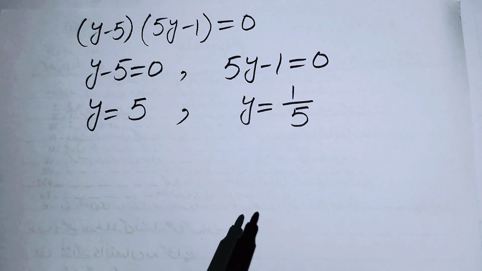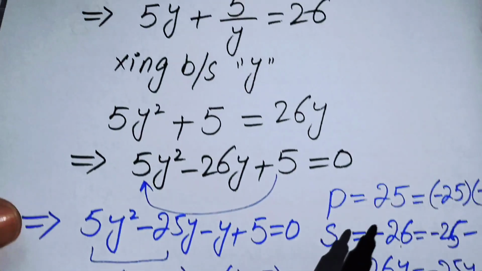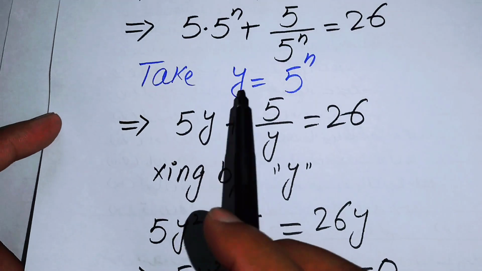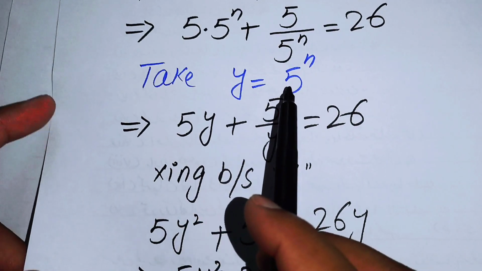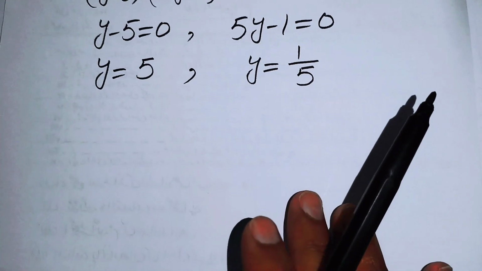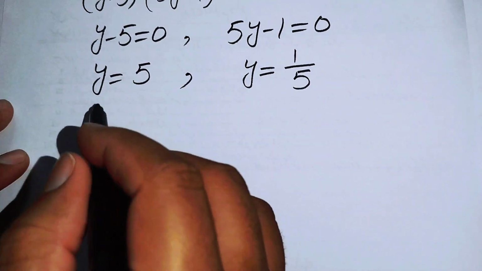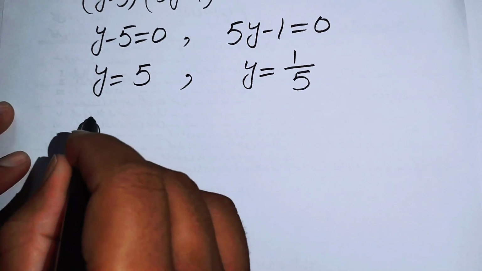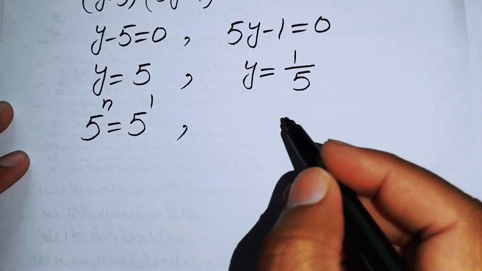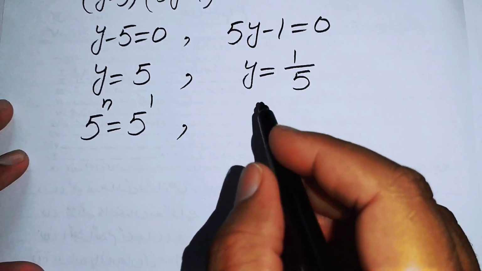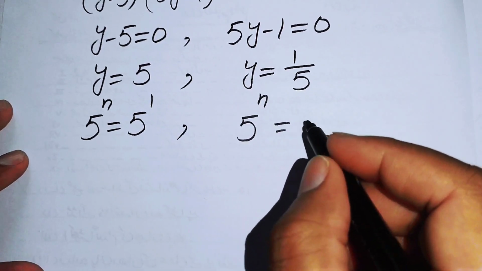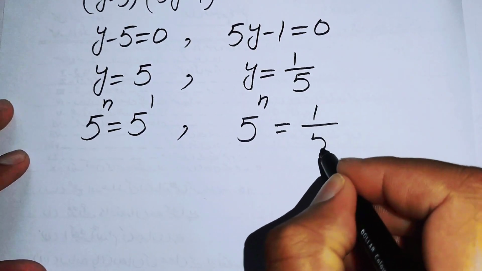So now we will back substitute the value of y, and here we can substitute y is equal to 5 to the power of n, so that when you back substitute the value of y in this equation, you will get 5 to the power of n is equal to 5. And now similarly we will put here the value of y, and you get 5 to the power of n is equal to 1 over 5.